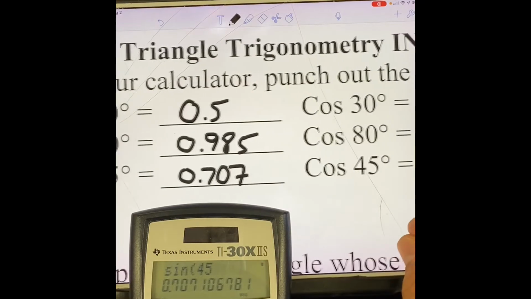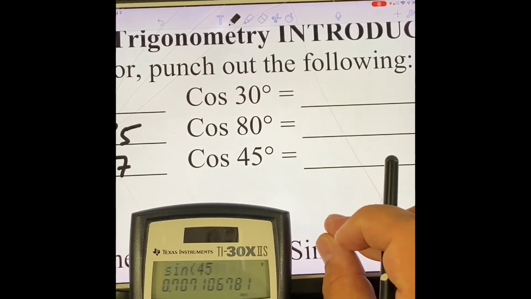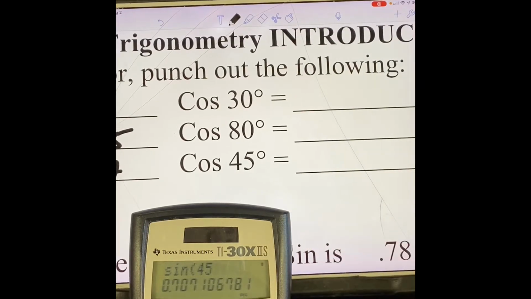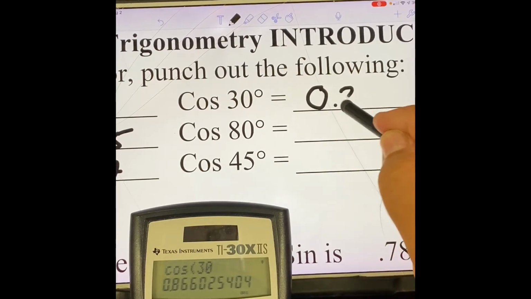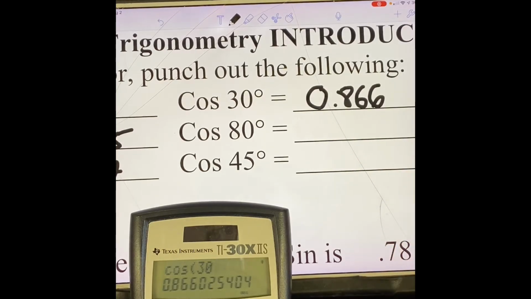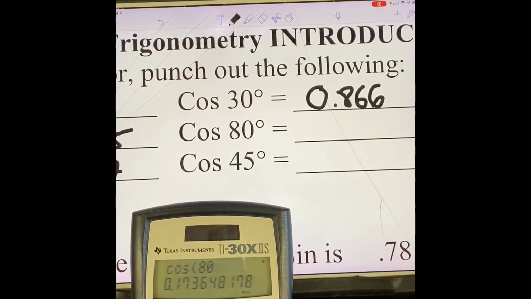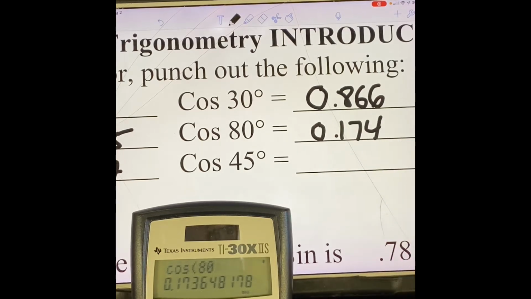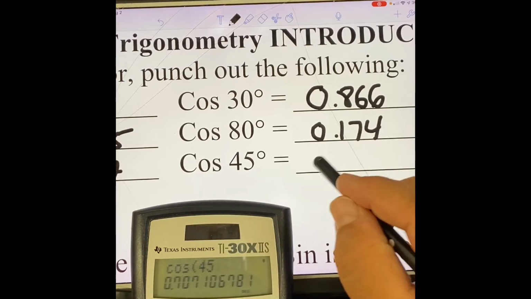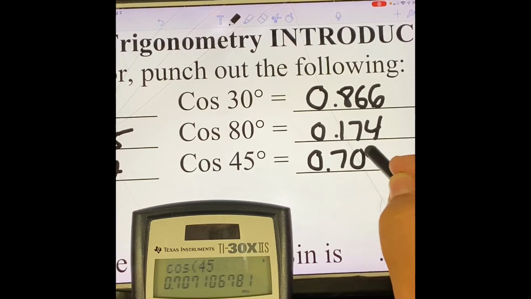In the next column, I'm going to find the cosine of 30, cosine of 80, and the cosine of 45. Now I'm using the cosine button. So cosine of 30, I get 0.866. Cosine of 80, I get 0.174. And cosine of 45, I once again get 0.707.